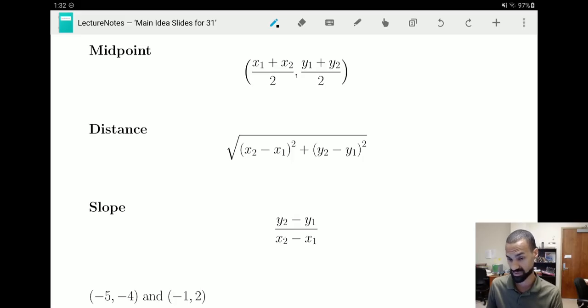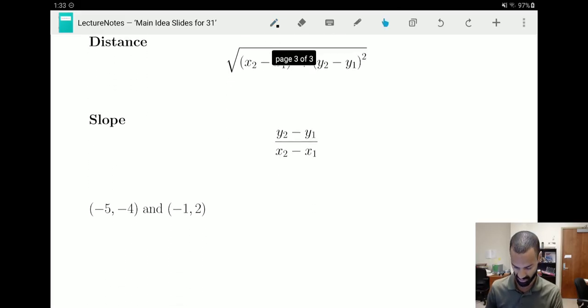And then finally there's the slope. How steep of a line would it be to connect them? If you drew a line that connected them, how steep is that line? You subtract the y values, you subtract the x values, and you put the difference in y over the difference in x. All right, that's talking about the formulas in abstract.